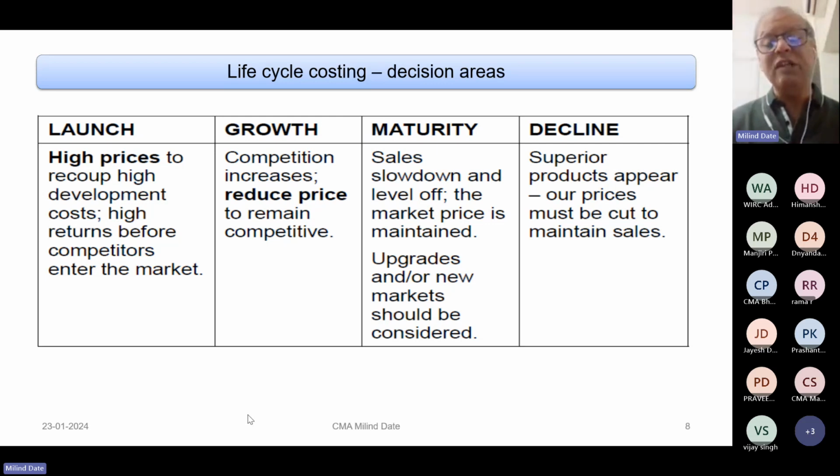During the growth phase, naturally, because the competition increases, will there be a pressure on the prices? If you want to be still competitive, well, you need to check that. And during the slowdown that companies experience at the maturity phase, you need to fight really very hard to maintain your price levels, to maintain your market share. So this is the time when you could introduce some kind of product upgrades, or you take your product to a new market which you had not serviced as such.